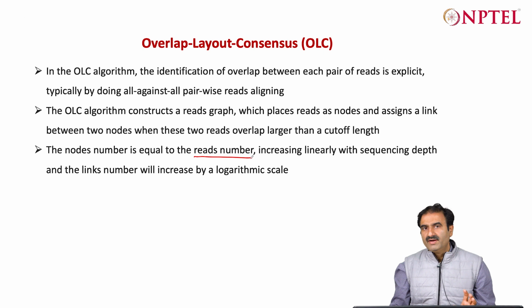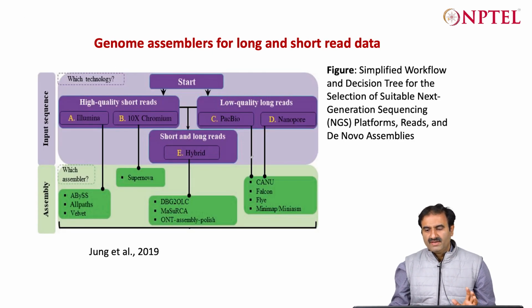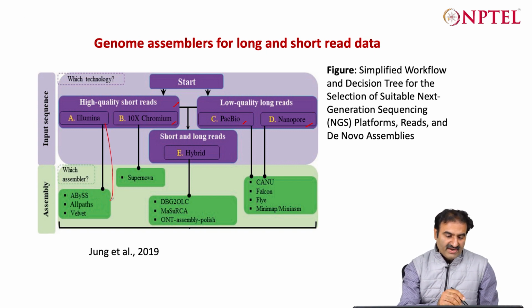That is why dealing with long read assembly may be challenging as compared to short read assembly. Just to give an overview again for genome assemblers for long and short reads: you start with the genome in hand, producing long and short reads by methods like Illumina or 10x linked reads, or the lower quality long reads by PacBio and Nanopore. These are becoming better and better, but still they are of much lower quality compared to the high quality reads. Then for different types of reads, you will use different types of assembler.